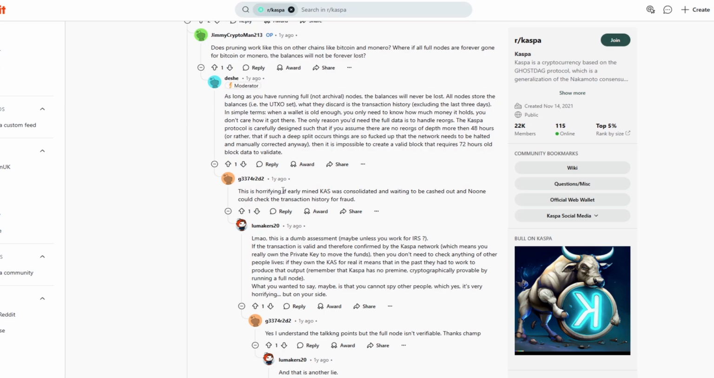As I said, there are some comments against this, saying this is horrifying: if early mined Kaspa was consolidated and waiting to be cashed out and no one could check the transaction history for fraud. That's not necessarily a stupid point, but I don't think it is valid, just because everything on the chain can point back at some point. It's obviously been running for about 3 years now. There have been videos on YouTube channels for at least 2.5 years, and we've basically seen nothing really bad happening.